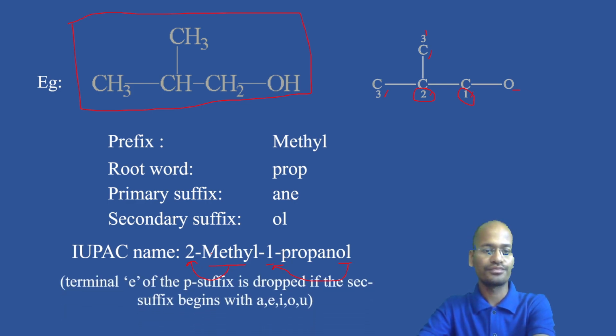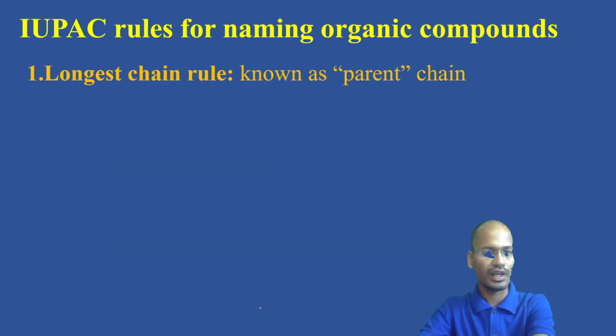And now terminal E of the prefix is dropped in the secondary suffix, that is AEIOU. And now let us see a few rules, that is 5 rules while naming organic molecule. So the first rule is longest chain rule.